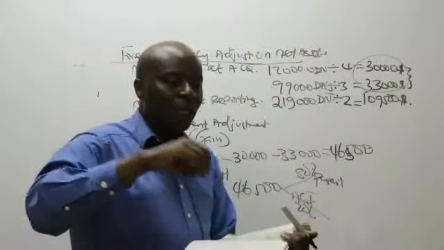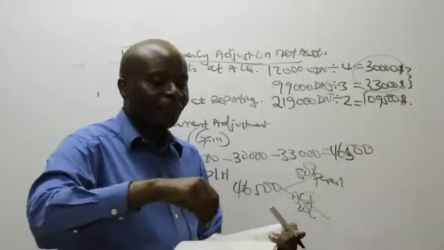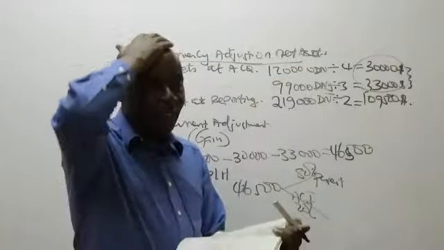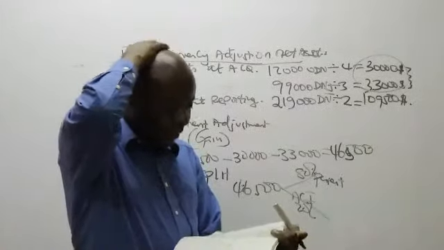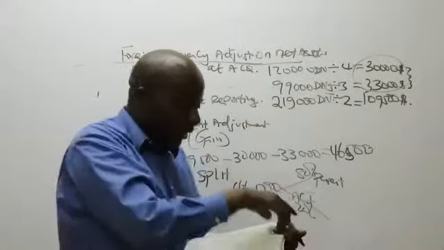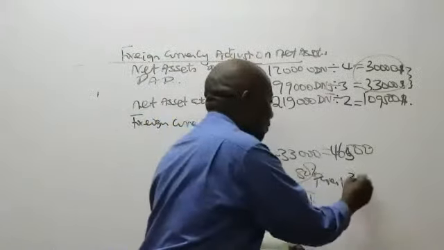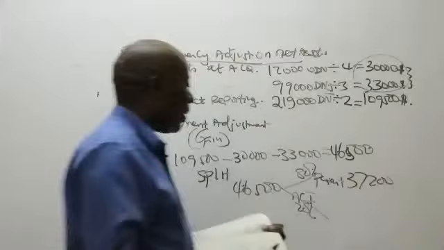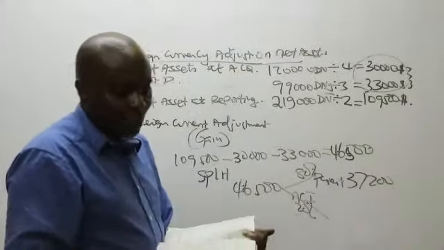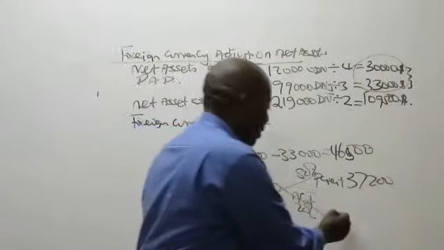Please, I would want you guys to ask questions by just typing there. So they are telling me parent should be 37,200. How about NCI? 9,300. NCI 9,300. Thank you very much.